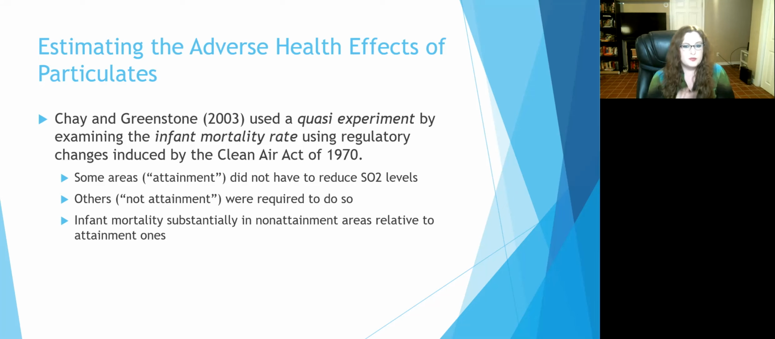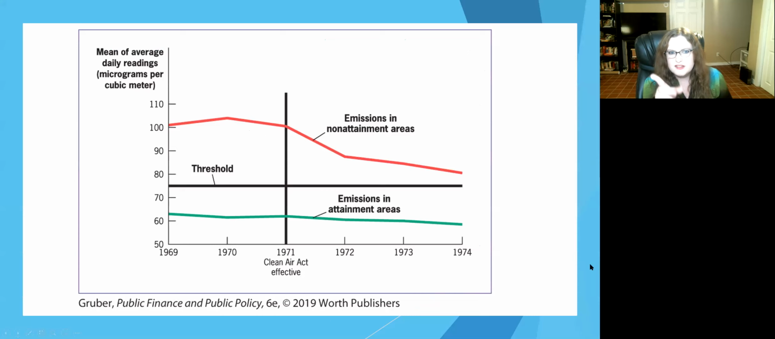Now, some areas were attainment areas, which means that they didn't have to reduce SO2 levels. Others were non-attainment areas, which were required to reduce SO2 levels. And then what we essentially saw was this graph right here. There's a threshold level of essentially micrograms per cubic meter that we would have been okay with. We saw people in non-attainment areas, so these were ones that were requested to put in the Clean Air Act because they were dirty pollution, and they said, you know, you have to clean it up. And then we had other people in emissions in attainment zones that didn't have to change their behavior at all.